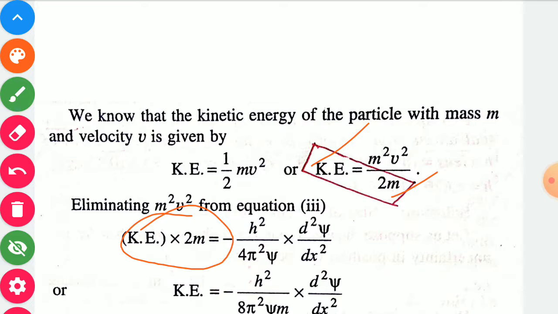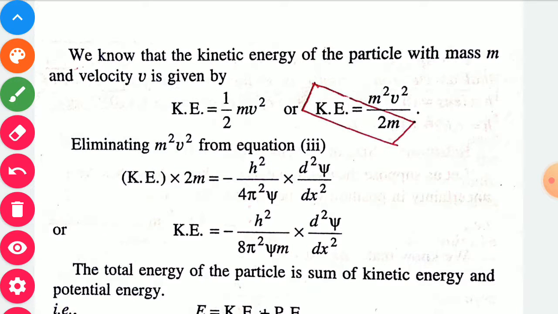Therefore, kinetic energy from here. So 2m will be divided next turn. So here we may write kinetic energy is equal to minus h square upon 8 pi square psi m multiplied by d square psi upon dx square.